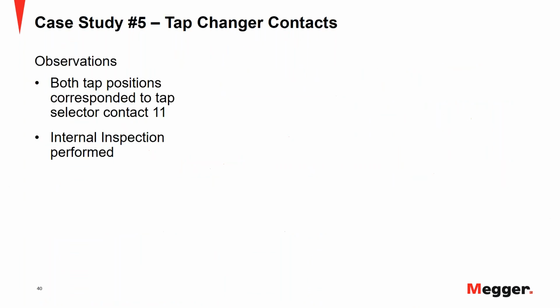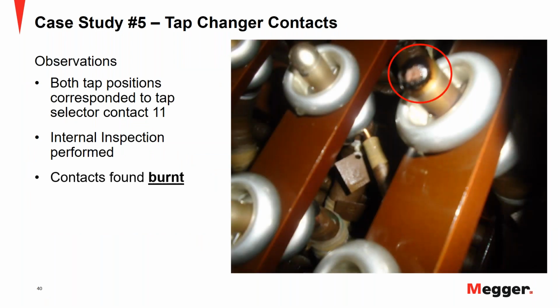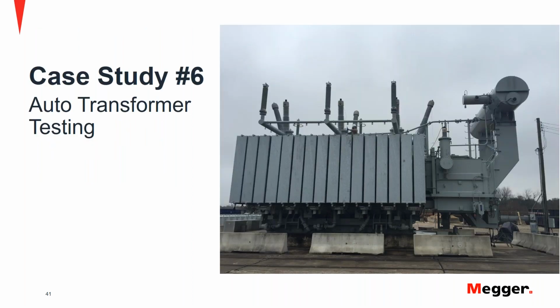So based on that, we decided that an internal inspection should be performed, and it was recommended to be done. And once that was done, we found that the contacts associated with number 11 had burnt. So this is a classic example of using winding resistance to detect potential issues with your transformer. And because of the fact that we were suspecting an open circuit, that was proven by the internal inspection. Now, let's move on to our next case study.